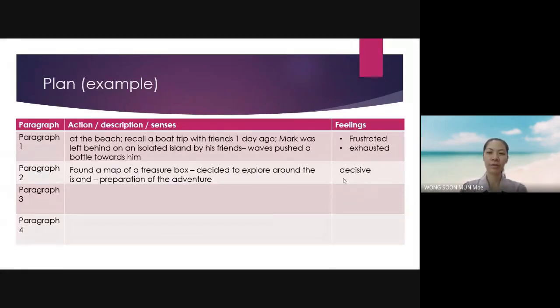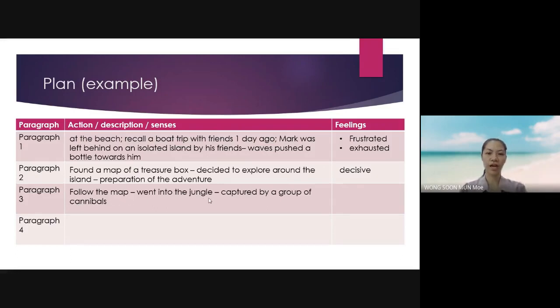So the feeling here is decisive. Instead of sitting there doing nothing, he decided that he wants to explore around the island and look for the treasure box. Maybe he could find a way out, or he could be a very rich guy on the island. Okay, next paragraph.